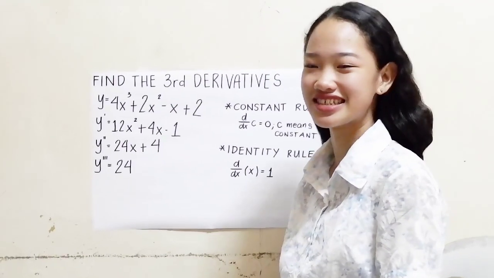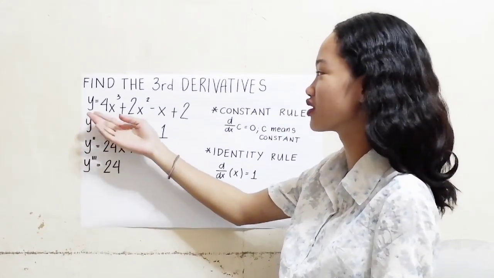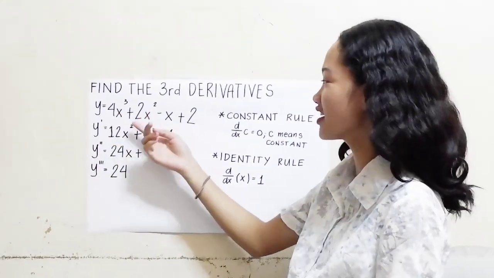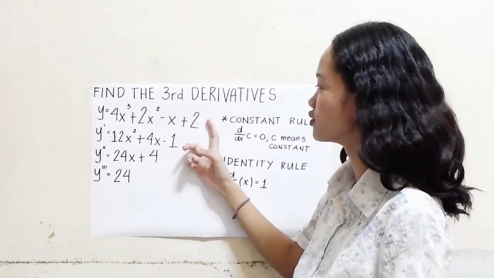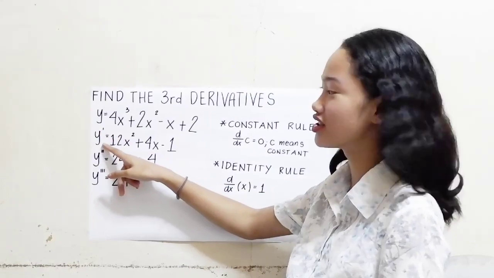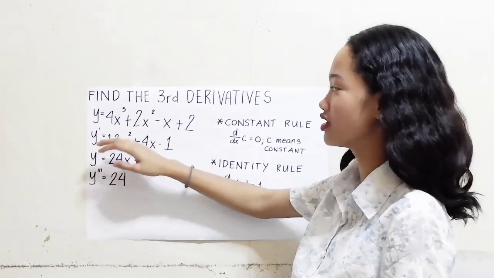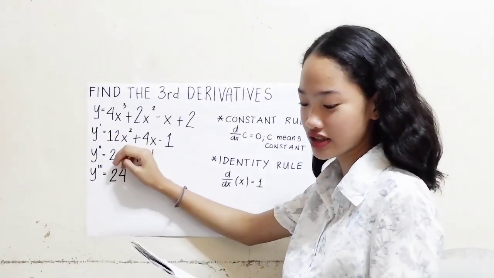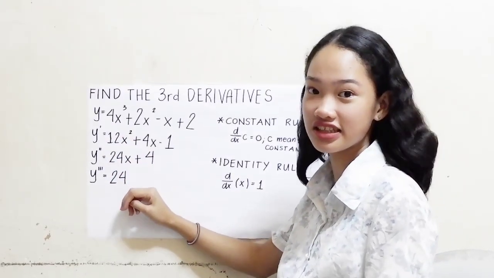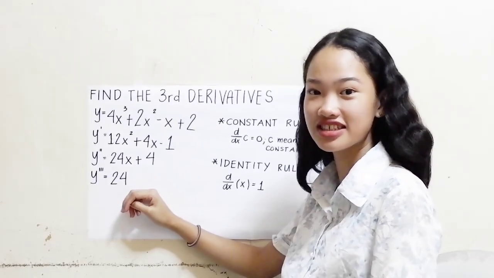So, for our first example, we need to find the third derivative, given that y is equal to 4x cubed plus 2x squared minus x plus 2. So, we need to find the first derivative. In order to find the first derivative, we need to use the power rule. The power rule states that d over dx, x raised to n is equal to n x raised to n minus 1.